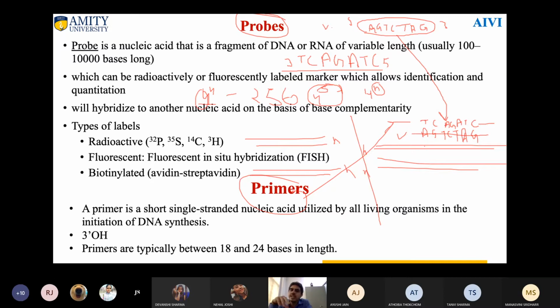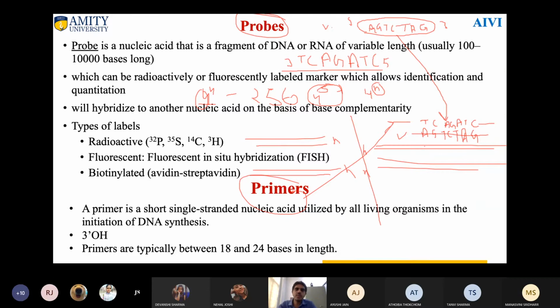So you are detecting your sequence by the use of this probe. To this probe we can label. That is called the labeling of the probe. Probe labeling is when you are labeling a single stranded sequence. It is not double stranded; only one strand we need to label. Both the strands are not required for the multiplication, only one strand.